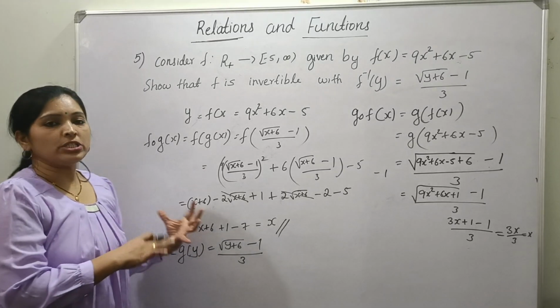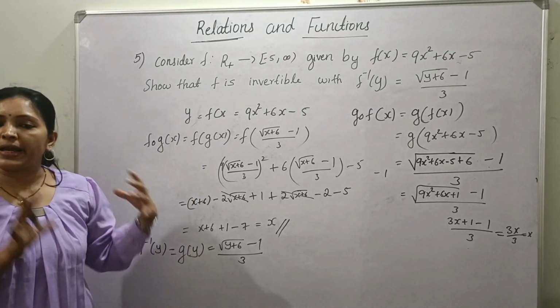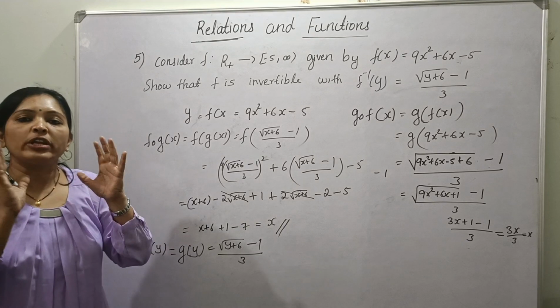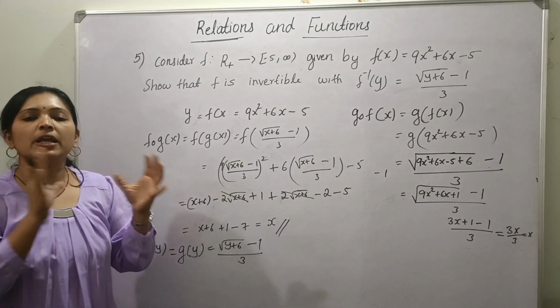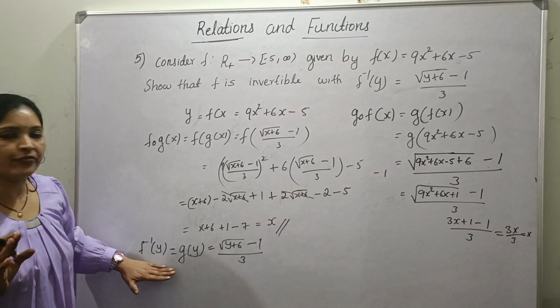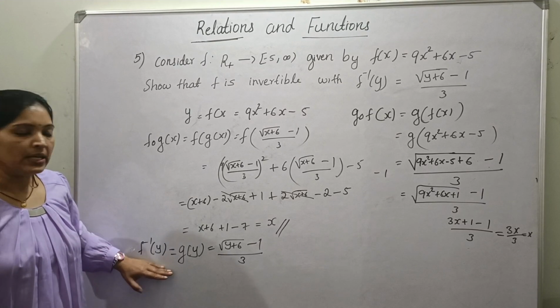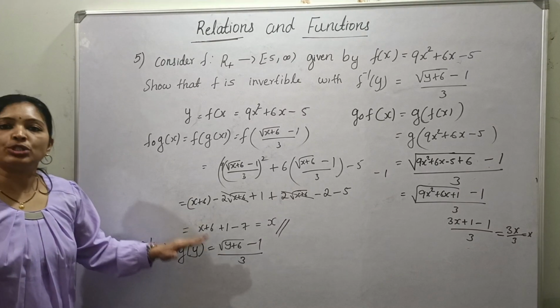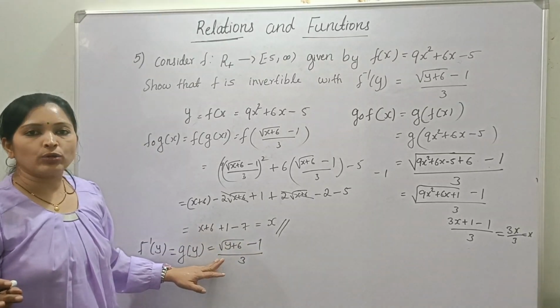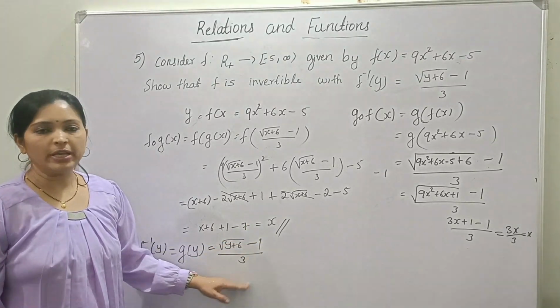Because here f composite g and g composite f are identity functions. Therefore f is invertible and g is the inverse of the function f. That is f inverse of y is equal to g of y, that is (square root of y plus 6 minus 1) divided by 3.